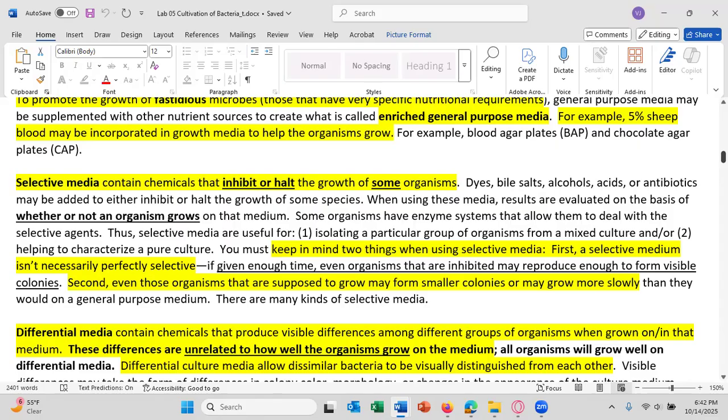Let's talk about a selective media. Mannitol salt agar is a selective media. McConkey's agar is a selective media.